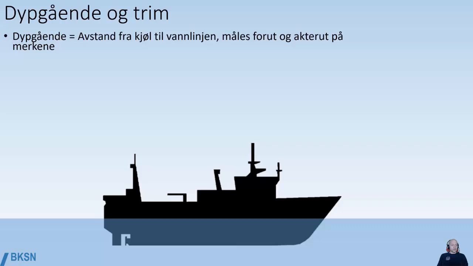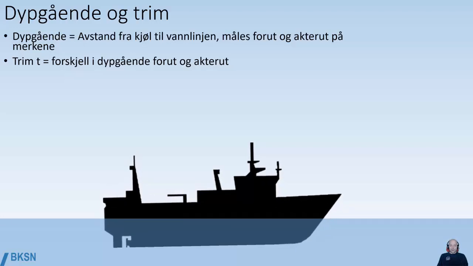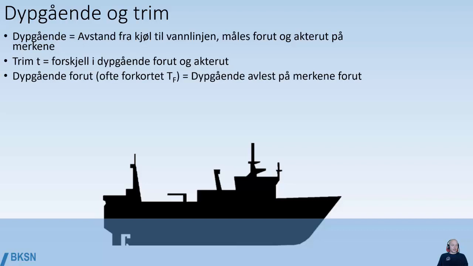We start with draft and trim, and draft is the distance from the keel to the waterline. You measure it forward and aft at the draft marks. Also, sometimes you have draft marks midships. Trim, abbreviated T, is the difference in draft forward and aft. If you have more draft forward than aft, you say that you have a forward trim.